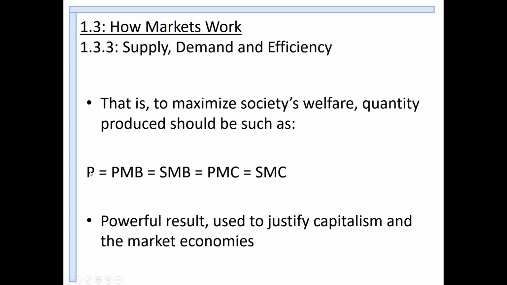So these three here, price, private marginal benefit, and private marginal cost, these conditions are always satisfied because the market makes sure of that. If the equality also includes social marginal benefit and social marginal cost, then the markets are efficient. That's a powerful result. It's used to justify capitalism and market economies instead of, for instance, the other extreme, communism. Next, we're going to talk about what happens if this condition here, this long chain of equalities, is not satisfied.